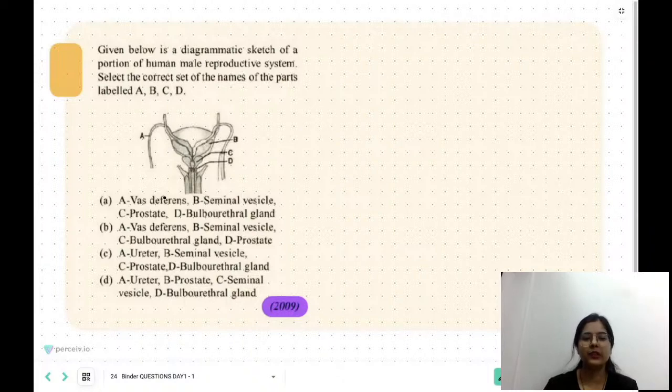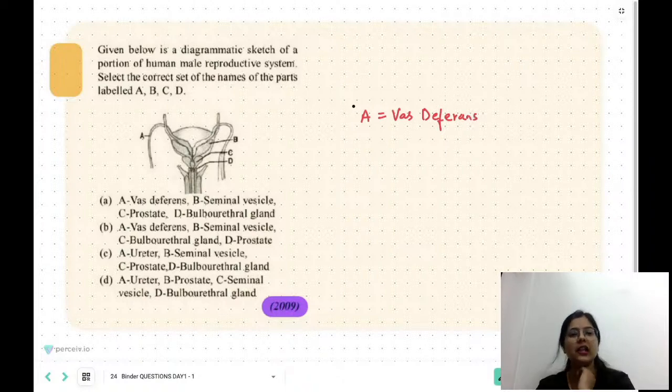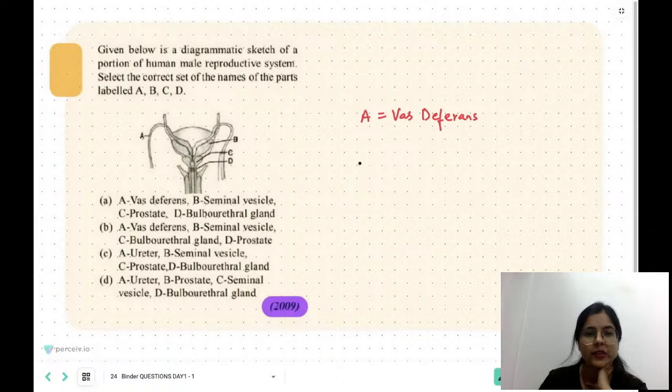So here A component we have already seen in the model. A indicates your vas deferens. So A is basically a vas deferens, which is your sperm duct. This is a figure of the male reproductive system which you can see, and we have to identify the correct parts. So this is basically a vas deferens.